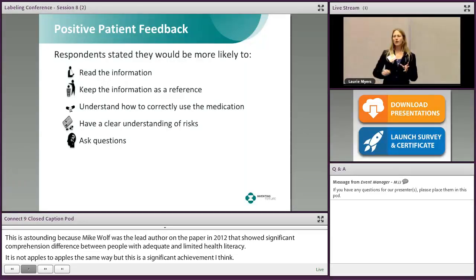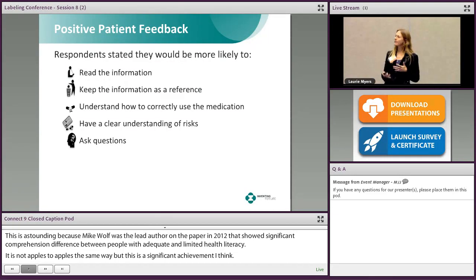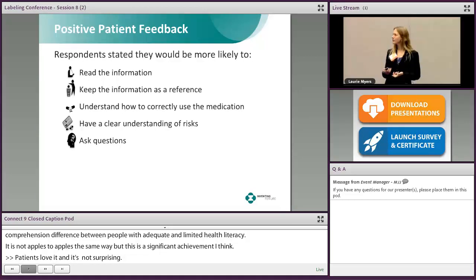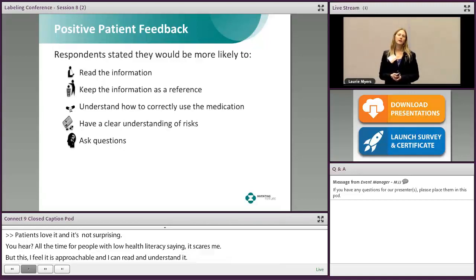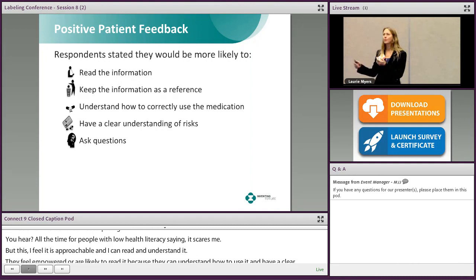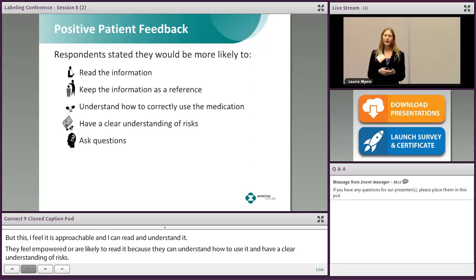And patients love it, not surprisingly. You hear quotes all the time from people with low health literacy saying, usually it kind of scares me, but this, I feel like it's approachable. I can read it. I can understand it. And they feel empowered. So they say they're more likely to read it, to keep it as a reference, to understand how to use it, to have a clear understanding of risks, and to ask questions.